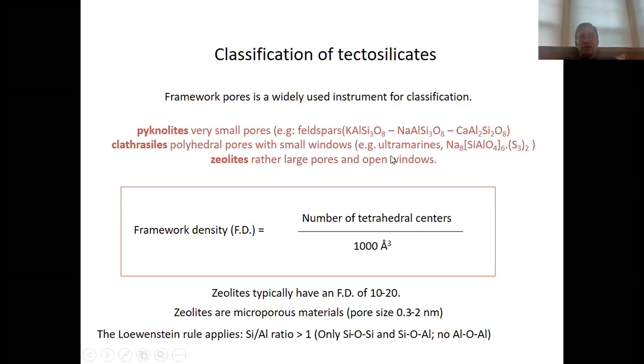All right, let's move on. We started to discuss tectosilicates in the last class. And these tectosilicates were the parent compounds of all tectosilicates, the polymorphs of silicon dioxide.